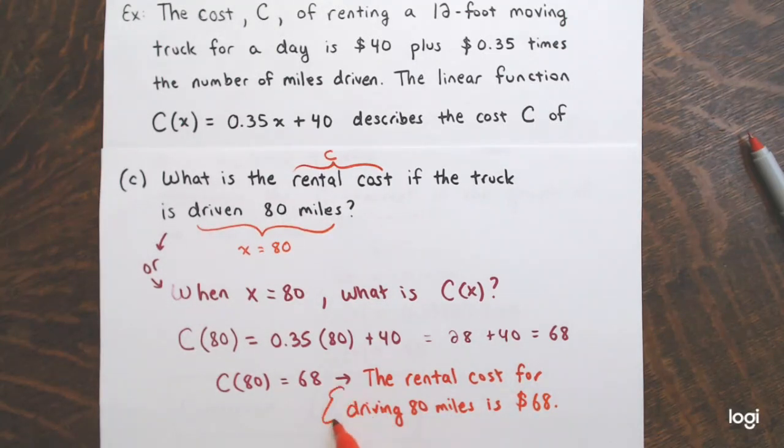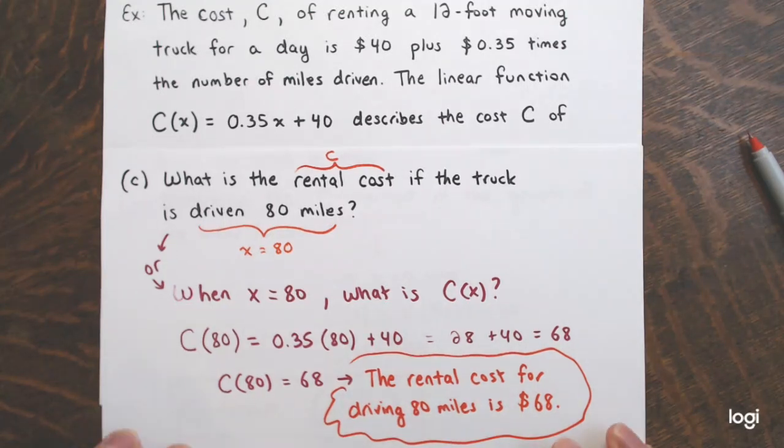And this is how I would answer, right? I mean, you should answer all your word problems in complete sentences and put units on every number so that the numbers have meaning, right? Miles on 80, dollars on 68. Great. Additionally, this also gives us another piece of information.